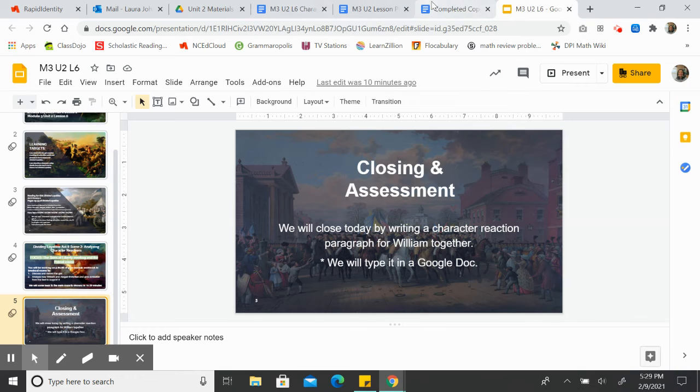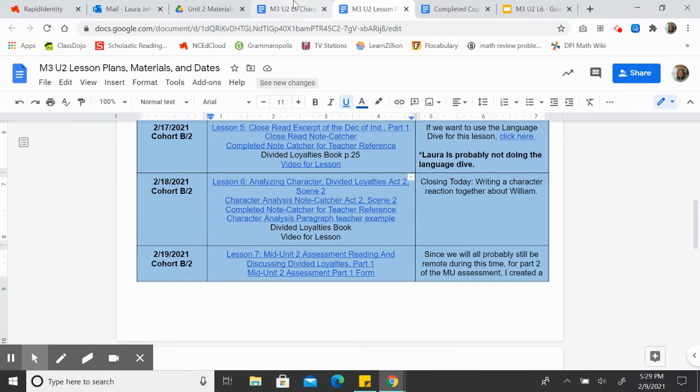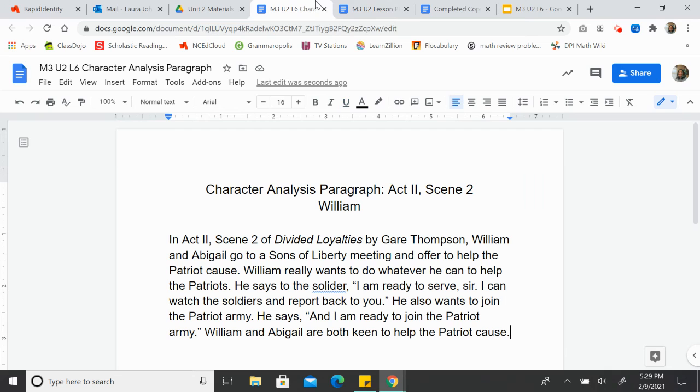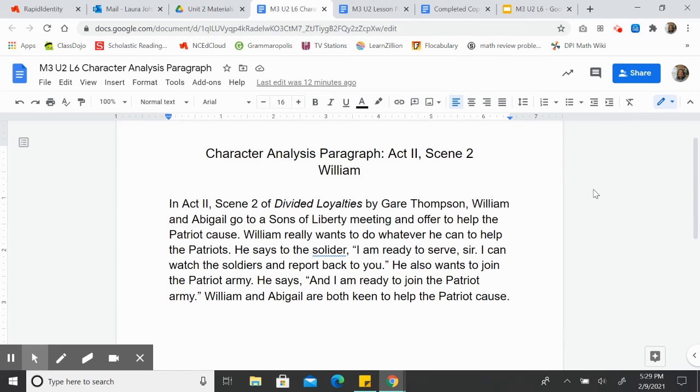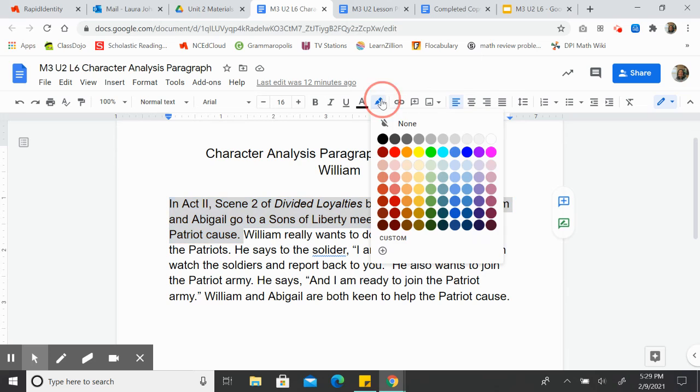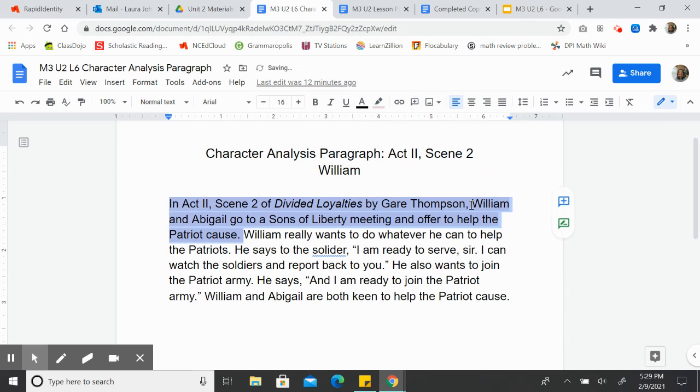All right, so here is that paragraph that is completed. I'm sorry, here we go. So I've already written this. So this is what we will be doing together in class. In Act 2, Scene 2 of Divided Loyalties by Gare Thompson, William and Abigail go to a Sons of Liberty meeting to help and offer to help the Patriot cause. Okay, so that's our gist and all of our other important information. And then here's support for that.